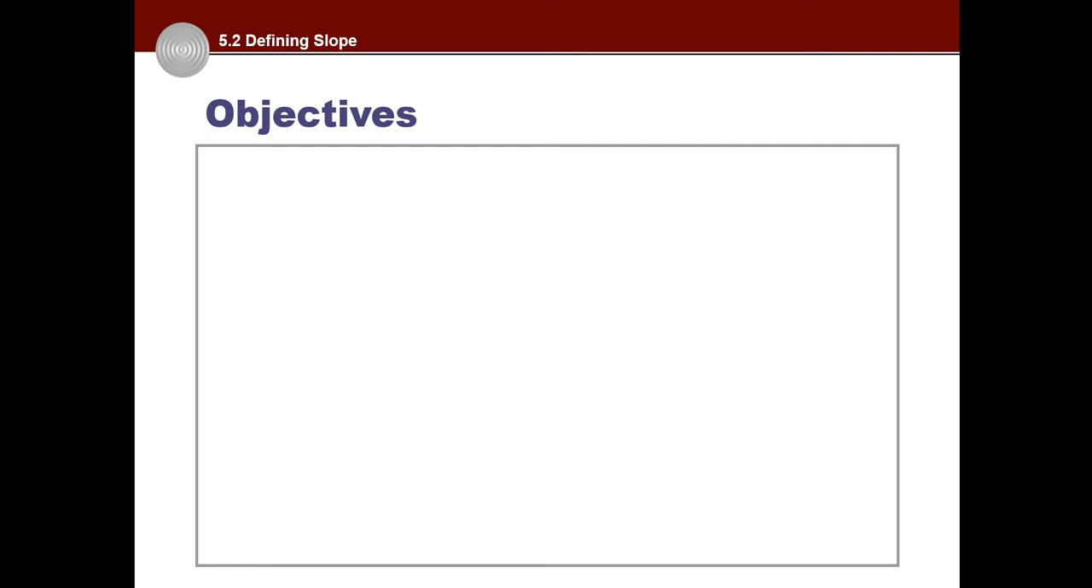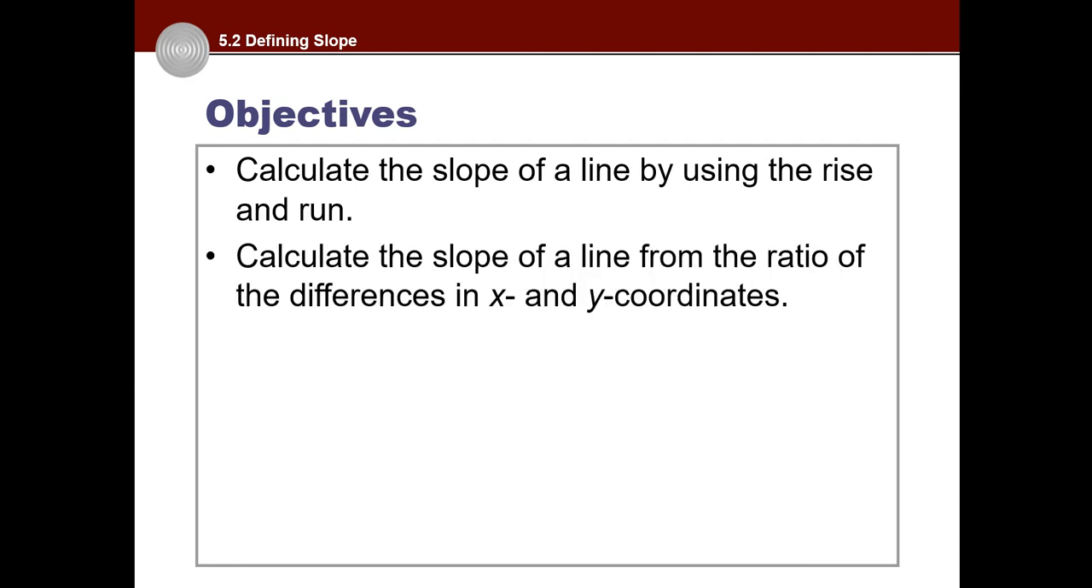5.2 defining slope. The two things we're going to be doing in this lesson is calculating the slope of a line by using the rise and the run, and calculating the slope of a line from the ratio of the differences of the x and y coordinates. And we're also going to do a little bit of graphing then.